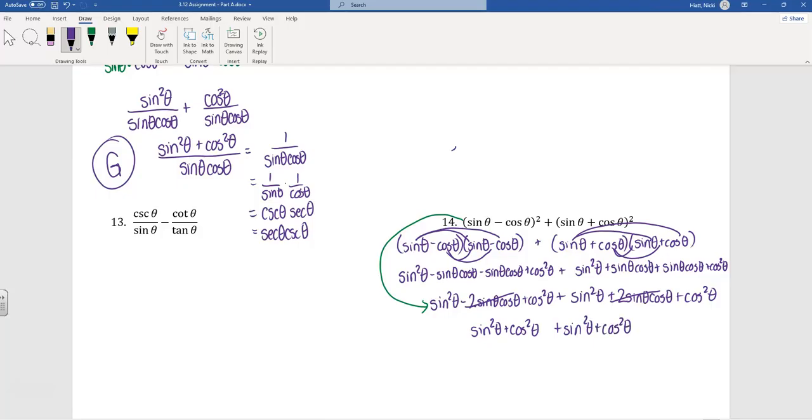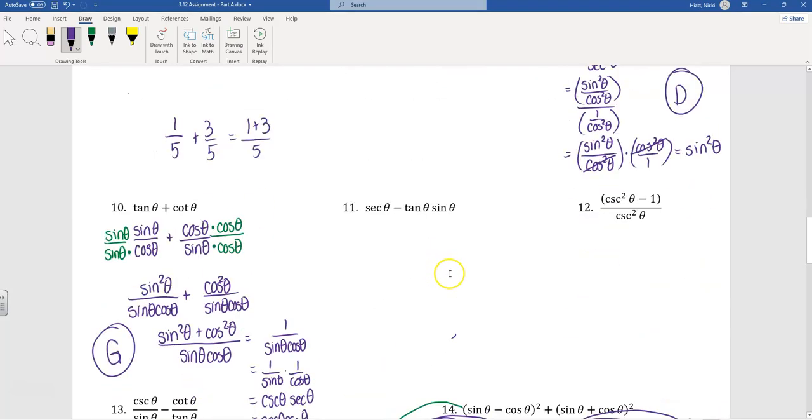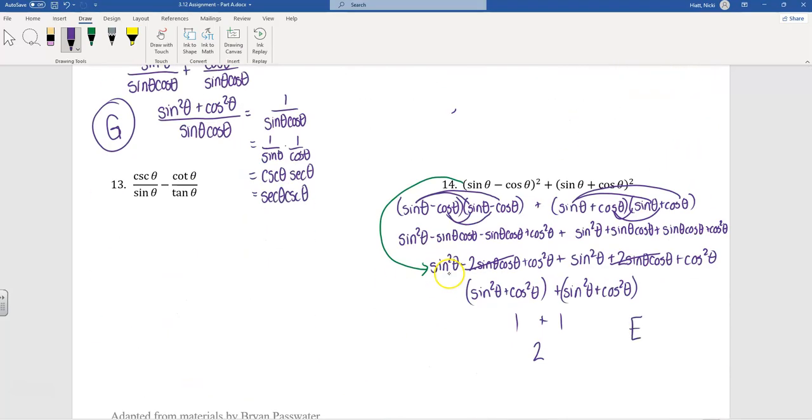Does anybody see it? This is just 1, and this is just 1, and what is our answer? 2. Isn't that beautiful? It just goes all the way down to 2. It doesn't matter what angle you plug into it, it equals 2 every single time. 2 is E for that. I love the ones that end up like that. I don't like the ones like number 1 that look more complicated really than you even started with, but I love these problems.